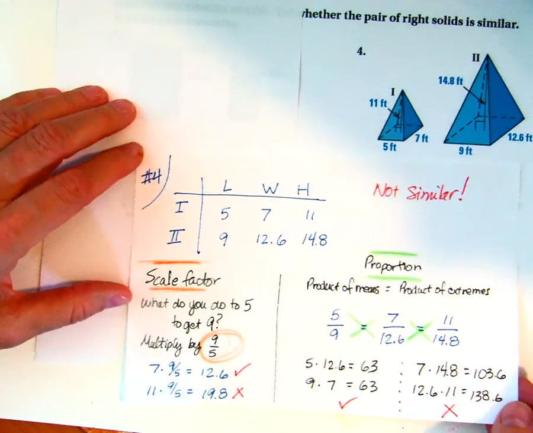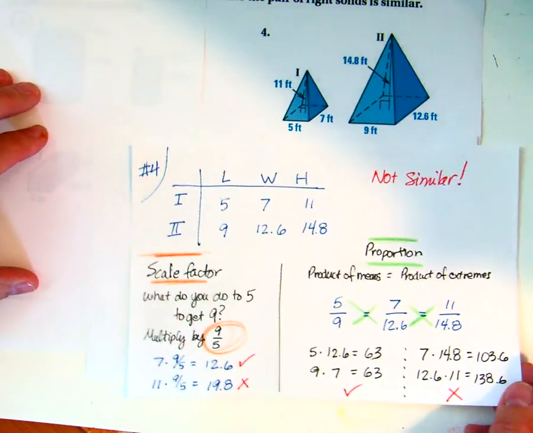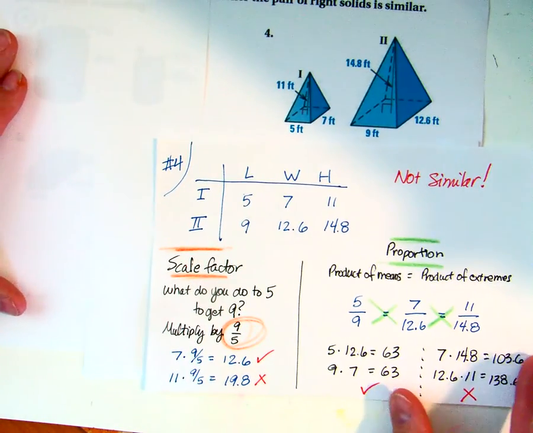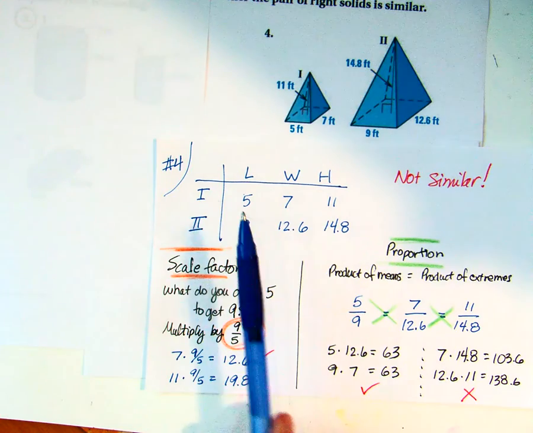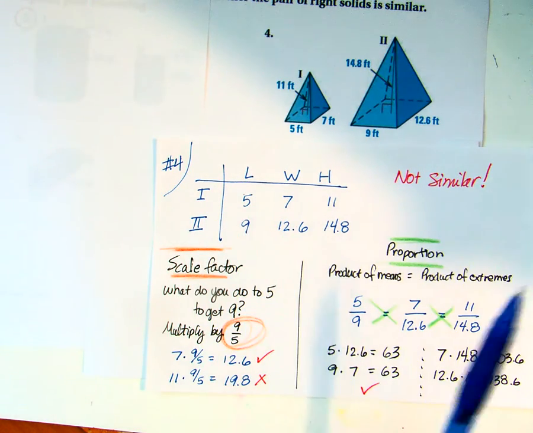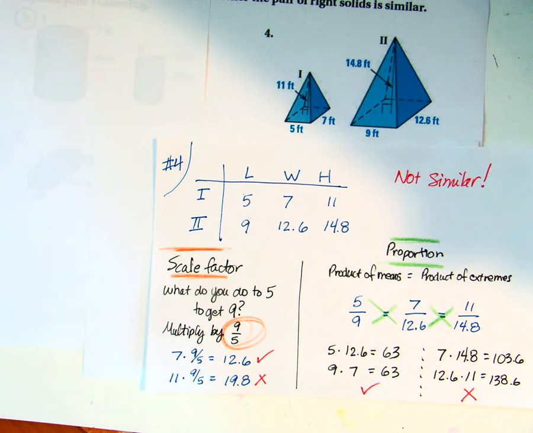Whichever way you want to set up the proportion is fine. This is how I chose to do it. Shape 1 and shape 2, length, width, and height. In this 2x3 chart, you can extend it in that fashion. Again, I've done the same type of calculation here, and here they're trying to catch you.